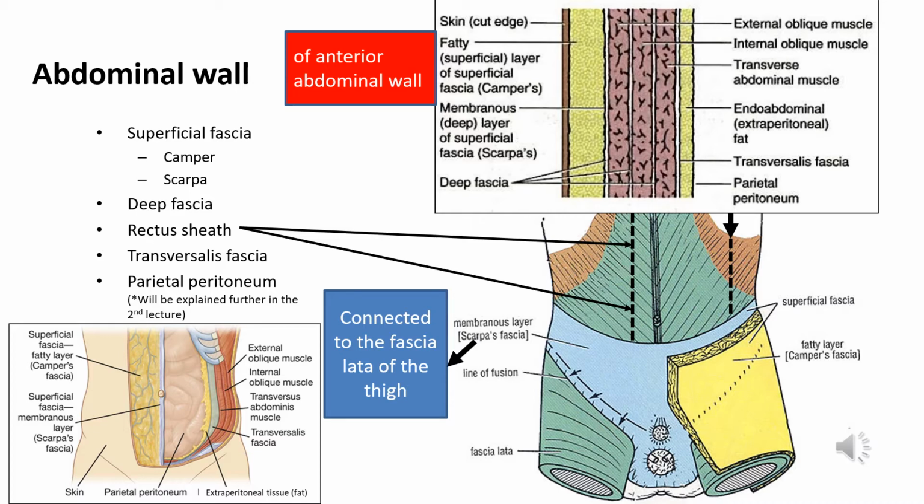Peritoneum is a thin serous membrane. The one that lines the walls of the abdominal and pelvic cavities is called parietal peritoneum. And the peritoneum that encloses the organs is known as visceral peritoneum.